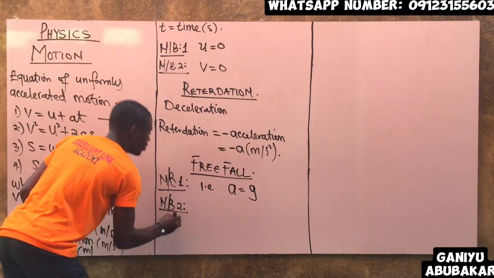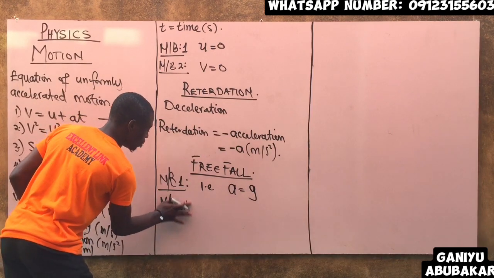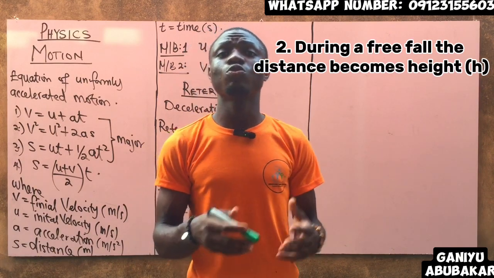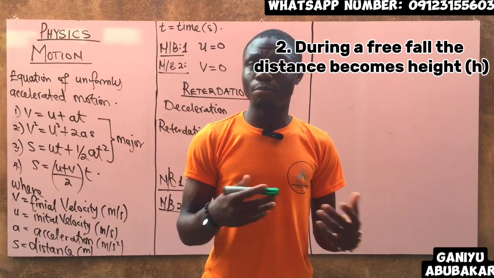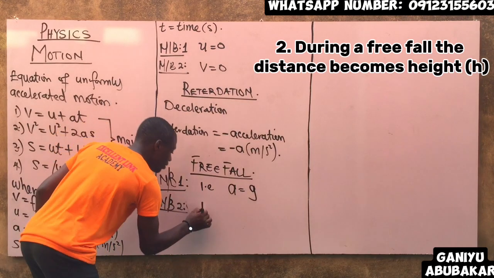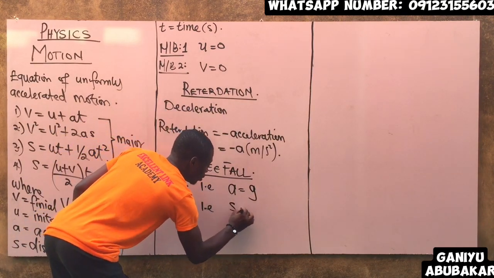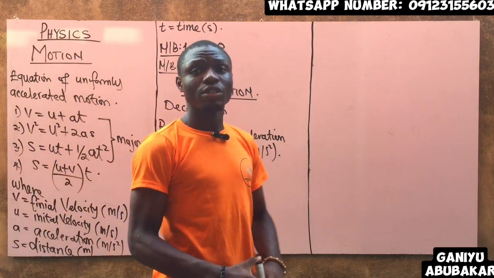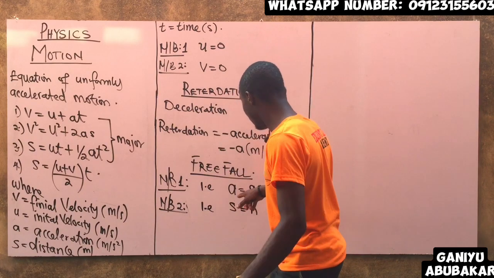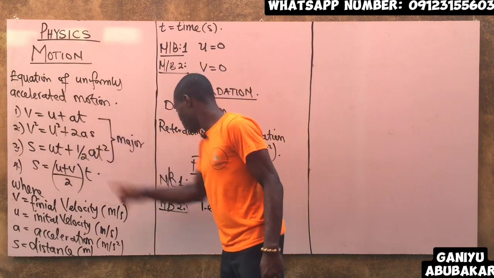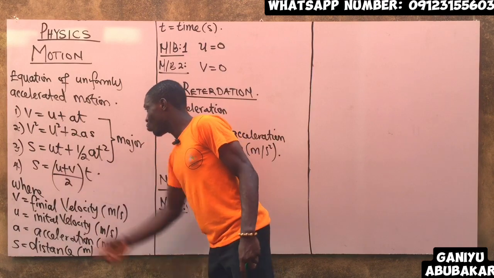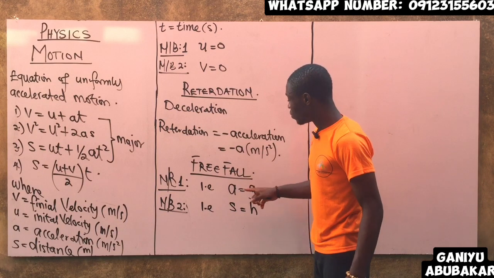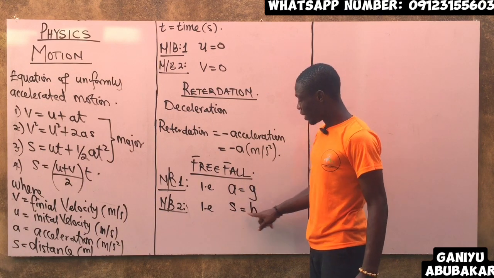Note number two is that the distance of a body is equal to the height traveled by the body. So the distance s of a body is equal to the height traveled by that body. So in free fall, a is acceleration and s is distance, and free fall also follows the same pattern of formulas. But what changes is that you change a to g and s to h.